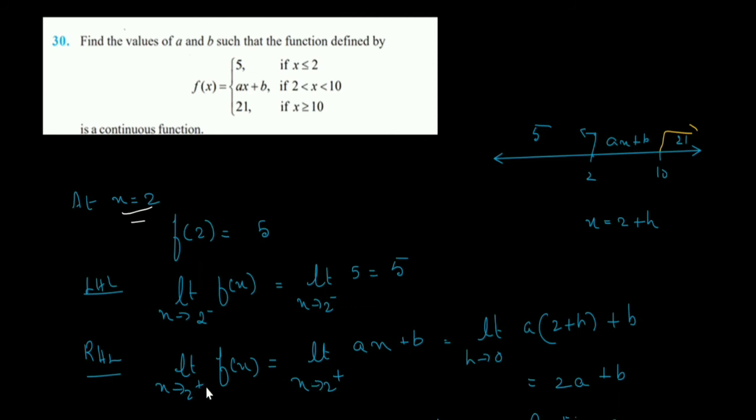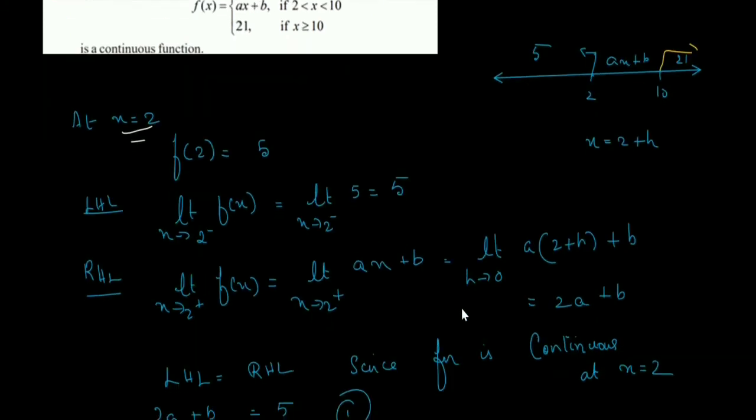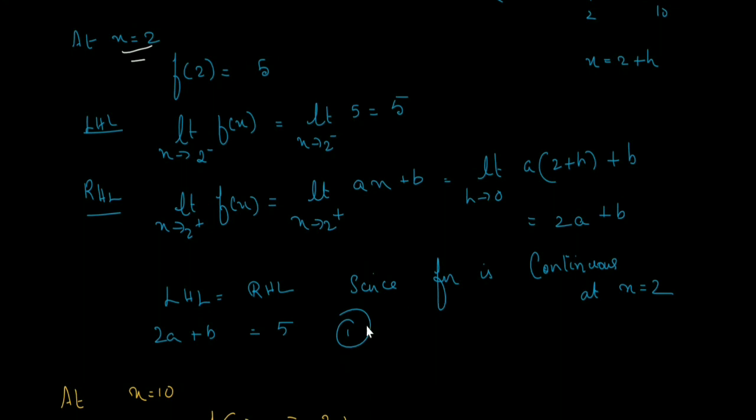So the limit as x tends to 2 plus of f of x is the limit as x tends to 2 plus of ax plus b. Replace x by 2 plus h, so a into 2 plus h plus b. Put h as 0, you'll get 2a plus b. We see that f of 2 is 5, the left limit is 5 and the right limit is 2a plus b. Because the function is continuous, we equate 2a plus b with 5. So 2a plus b is equal to 5, that is equation 1.